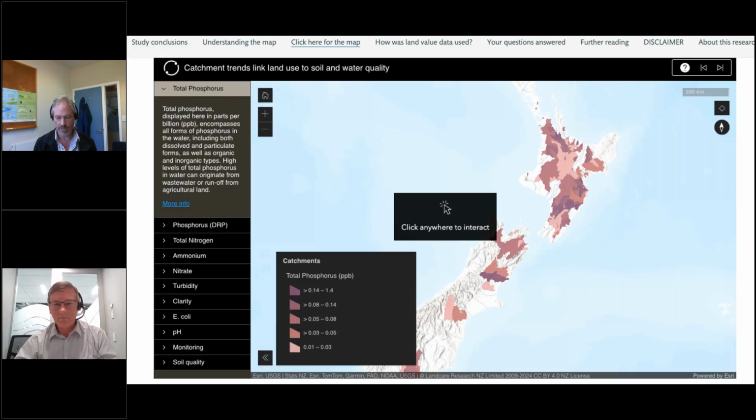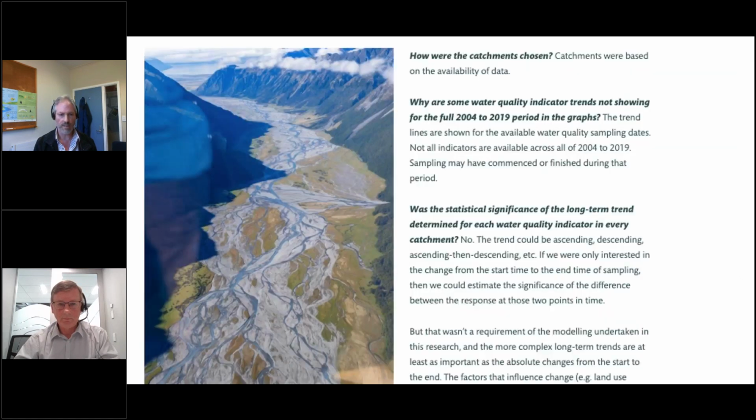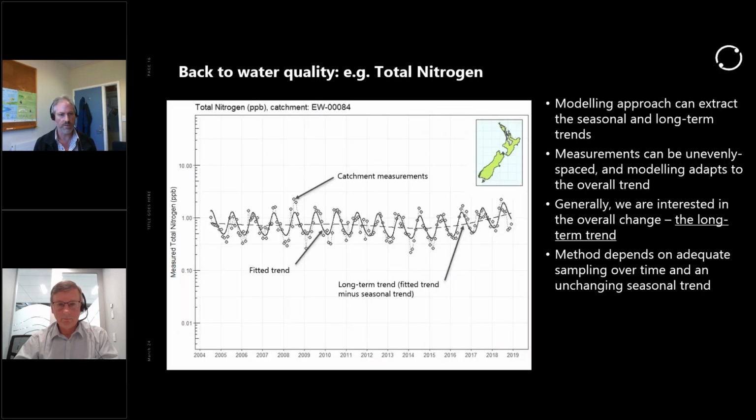Here's further information on some of the catchments. Again, bearing in mind these are catchments where soil quality information was available. This diagram shows water quality. And we've got some frequently asked questions and a bit more detail for those that are interested. But back to water quality now.